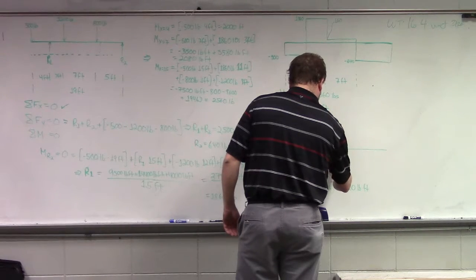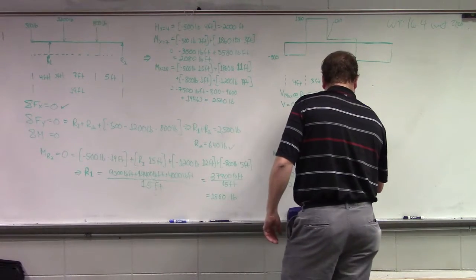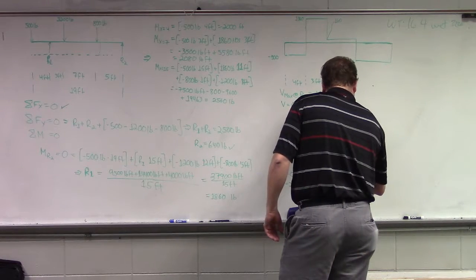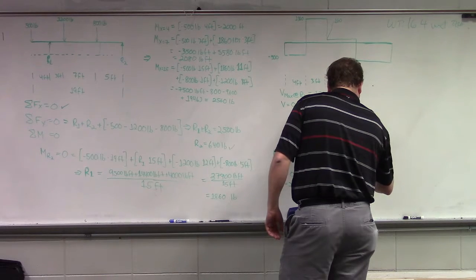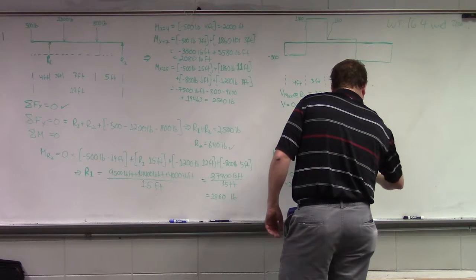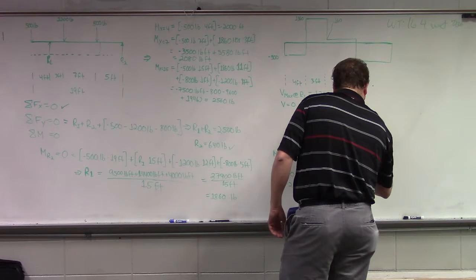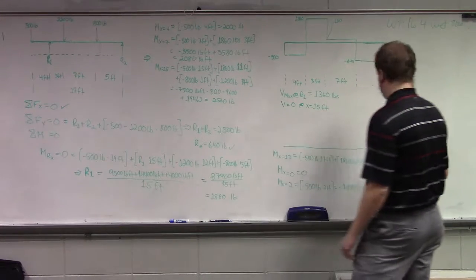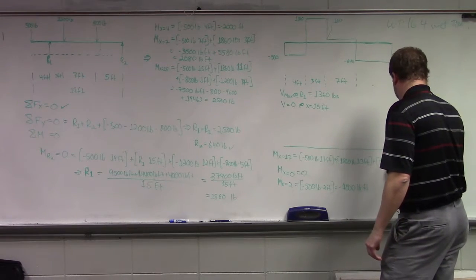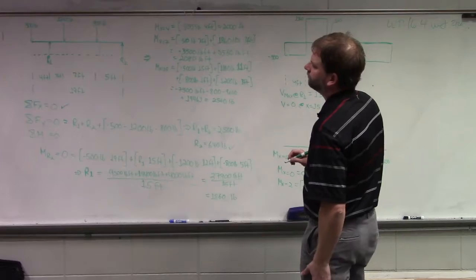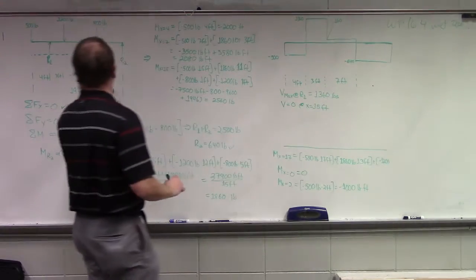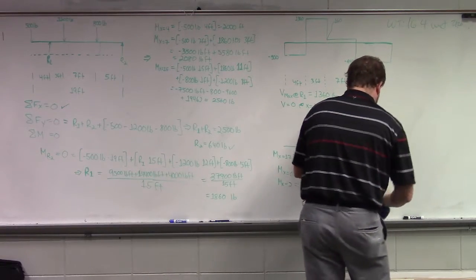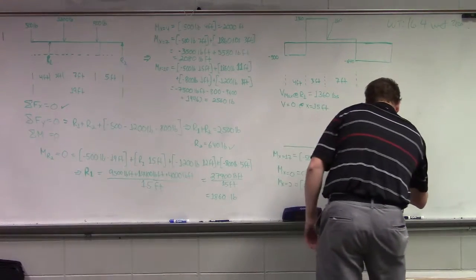So, negative 500 times 14 plus 1860 times... feet, right? Wait, what would it be, yeah, 13. Ten feet. Makes a lot of sense.